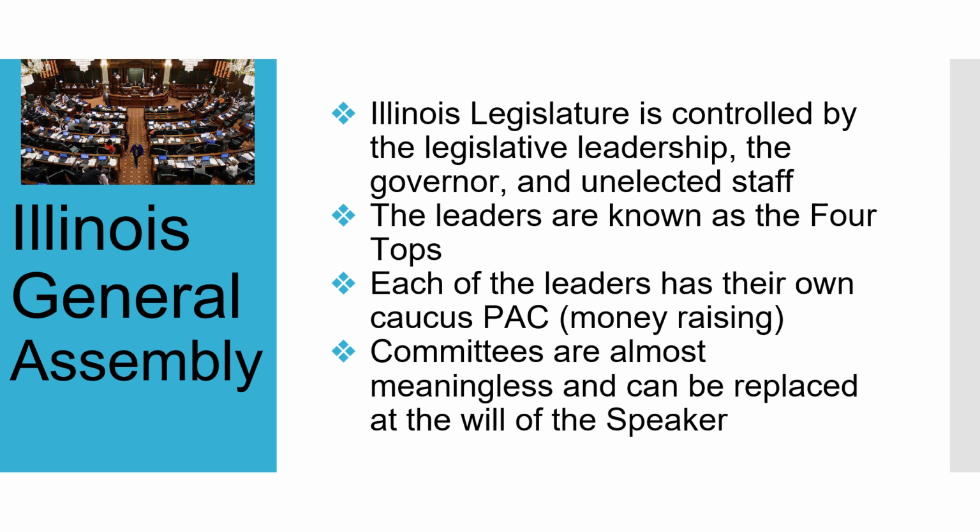So you're going to look at some of the rules currently in place in the Illinois General Assembly. Let's highlight a few other key things. The legislature is really controlled by the legislative leadership, the governor, and unelected staff. Regular rank and file members don't have a lot of power within the Illinois General Assembly. The leaders are known as the Four Tops, and each one has their own caucus PAC, which means they have the ability to raise money and donate it to those who are running for re-election. Therefore, it's important that you stay on the good side of the leaders within the Illinois General Assembly.